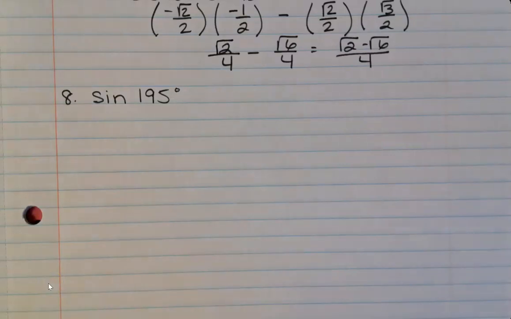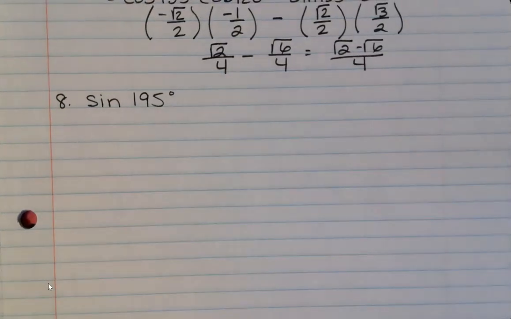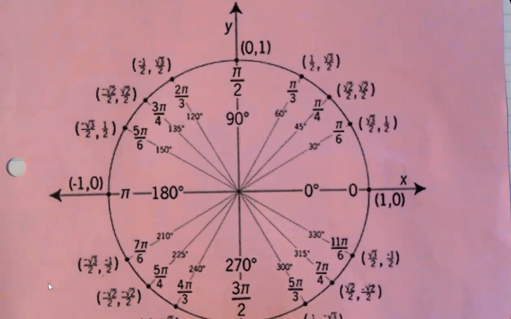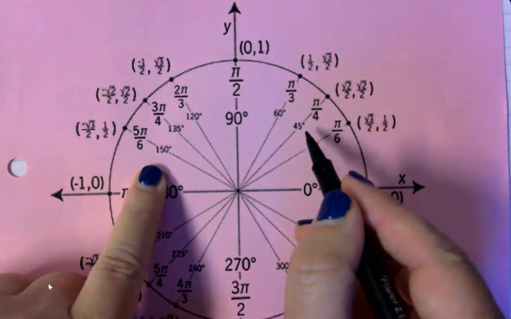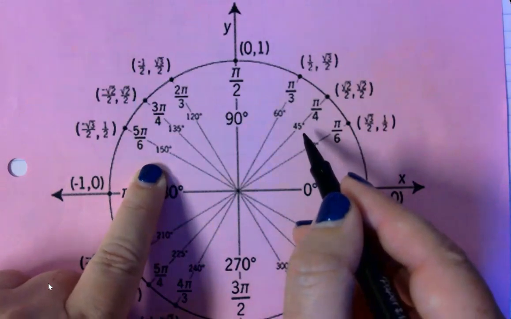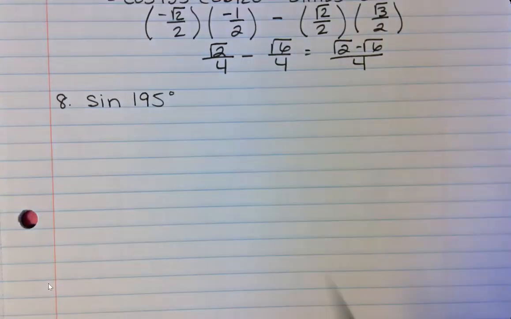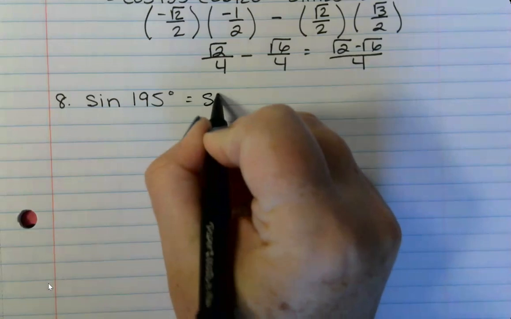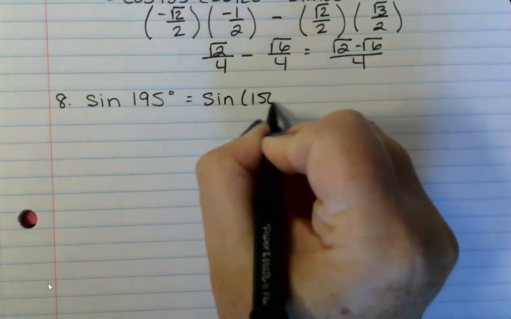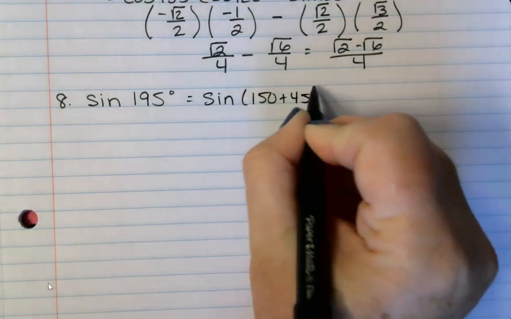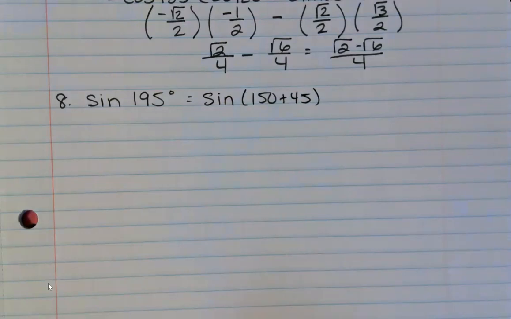So here's number 8 at 195. I'm going to look at the unit circle and come up with 195, 150, and 45, right? Yep. So this will be sine of 150 and 45. Y'all can hear Miss Reiner.